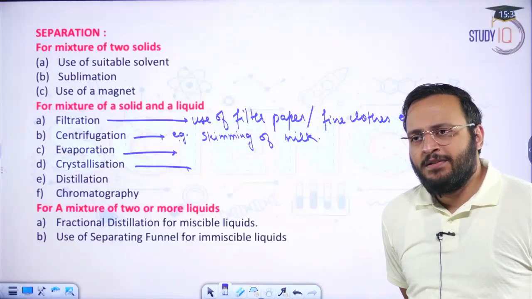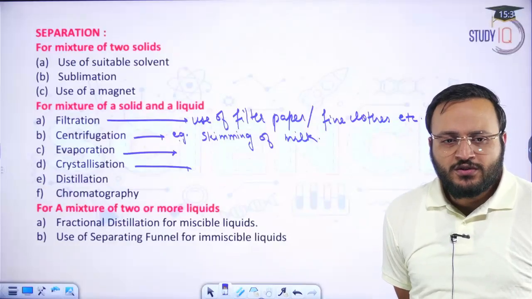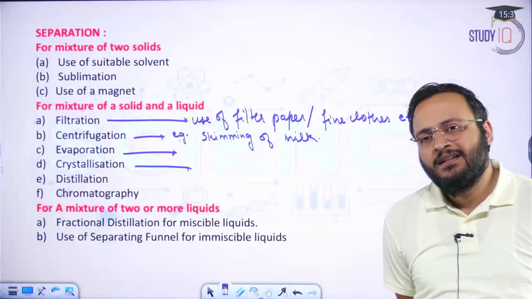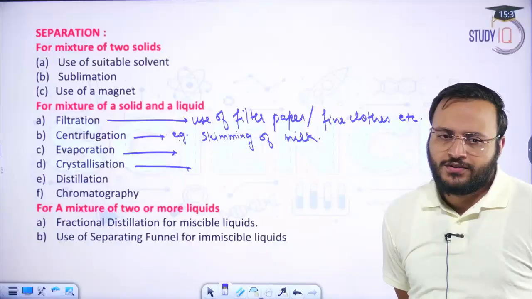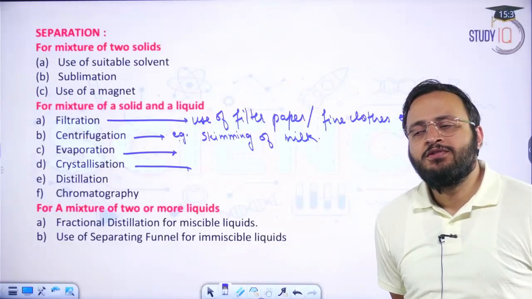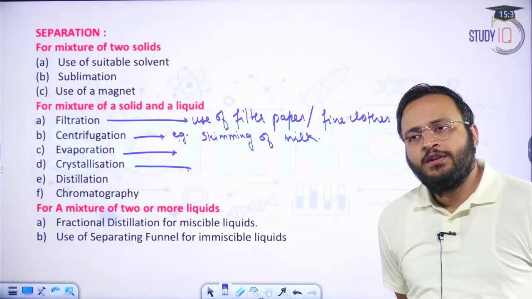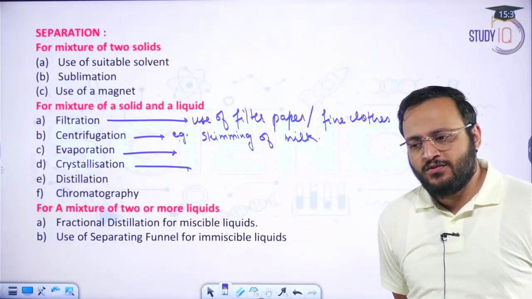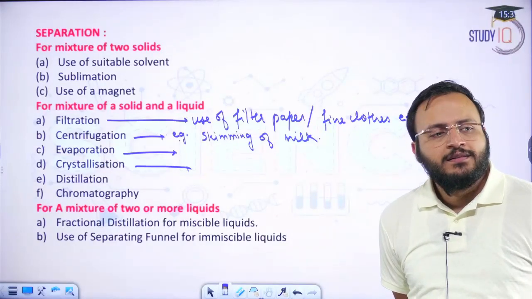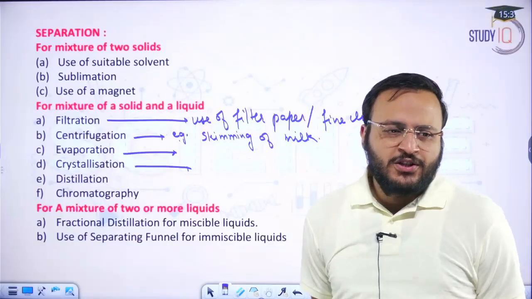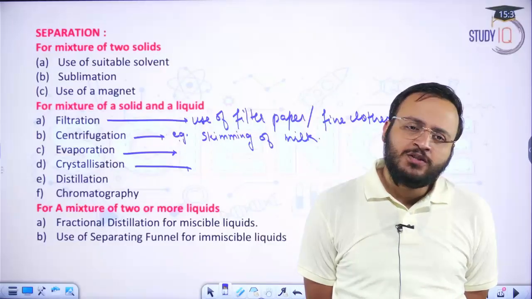In crystallization, suppose something is molten, you just cool it down, and that is crystallized. One of the components of the mixture is crystallized, the other is not. For example, if you have a sugar solution, you can crystallize the sugar by cooling the entire liquid together. So that is crystallization. Evaporation and crystallization are both used together to separate the solute and the solvent.